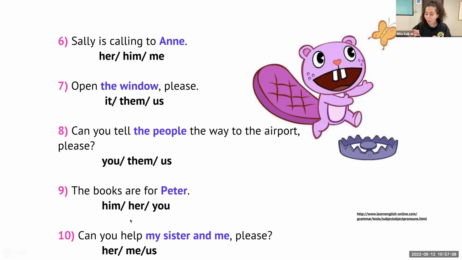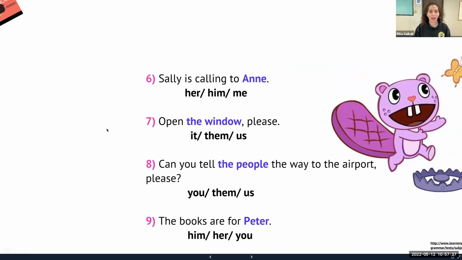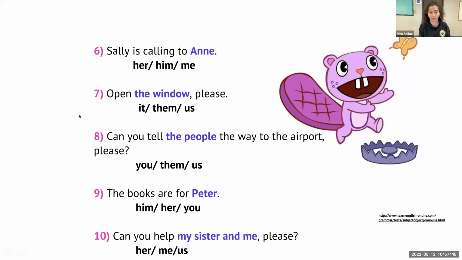All right, so we're back and let's try to actually figure this out together. So Sally is calling Anne. Sally is calling her. Open the window, please. Open it, please. Can you tell the people the way to the airport, please? Can you tell them the way to the airport? The books are for Peter. The books are for him. Can you help my sister and me, please? Can you help us? Exactly.